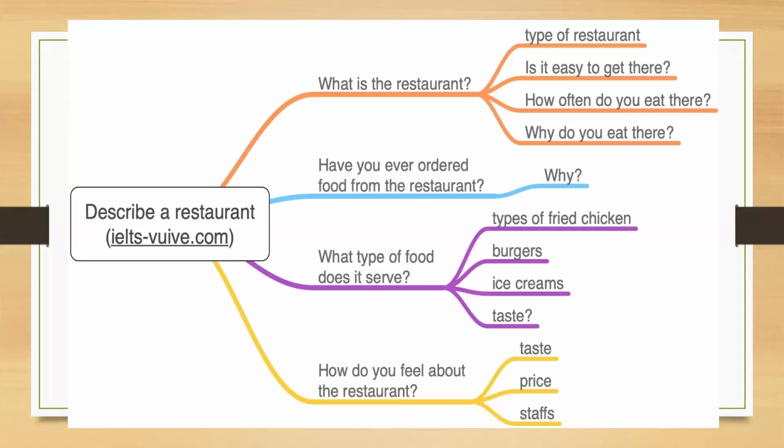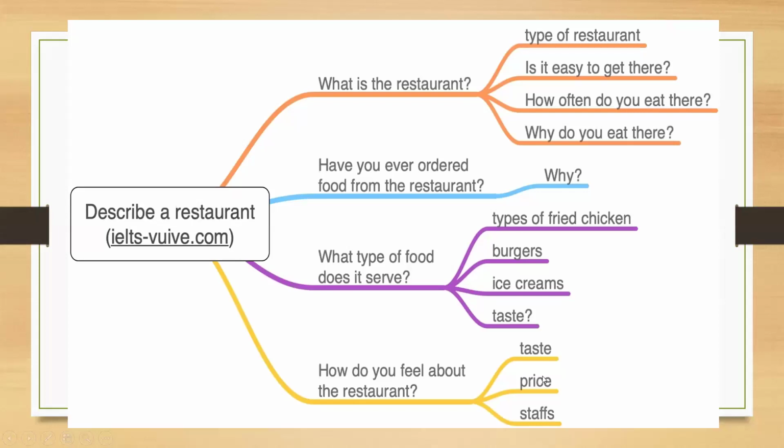The second mind map you can see, describe a restaurant. So, main branches, what is the restaurant? How do you feel about the restaurant? Have you ever ordered food from the restaurant, and why? What type of food does it serve? So types of fried chicken, burgers, ice cream. Do they taste good or they taste bad? How does the taste affect you?